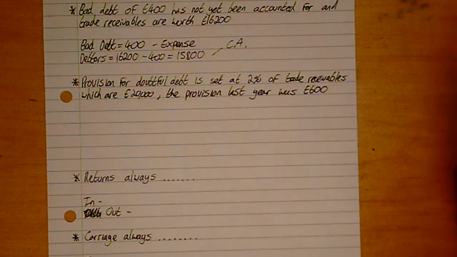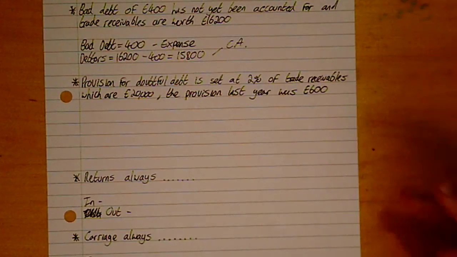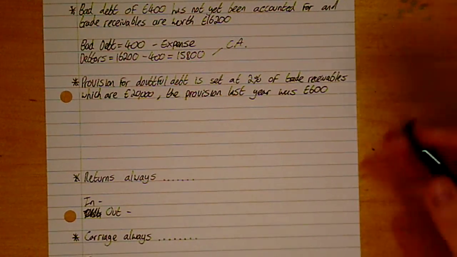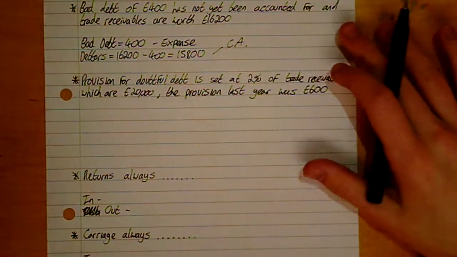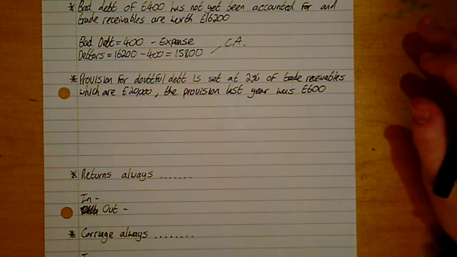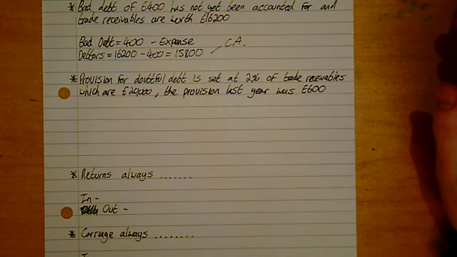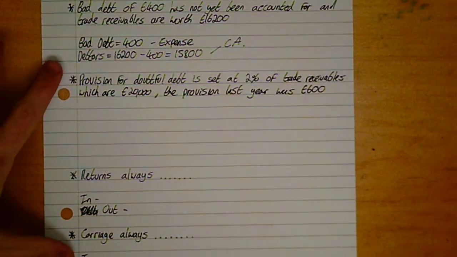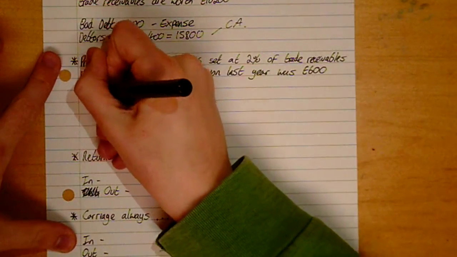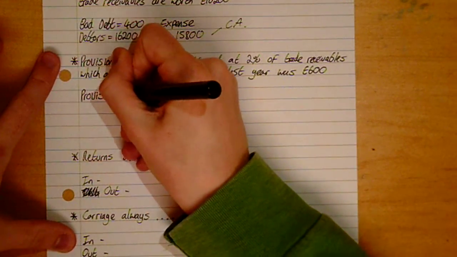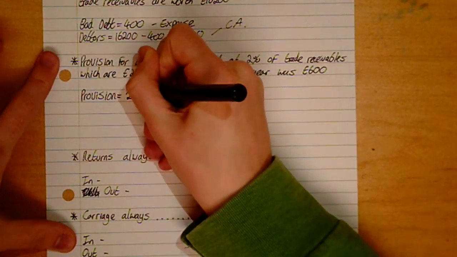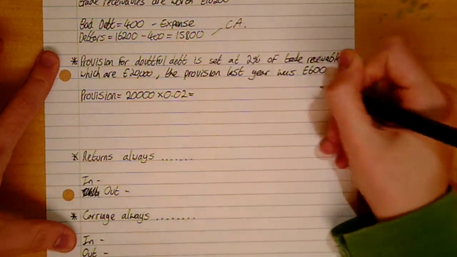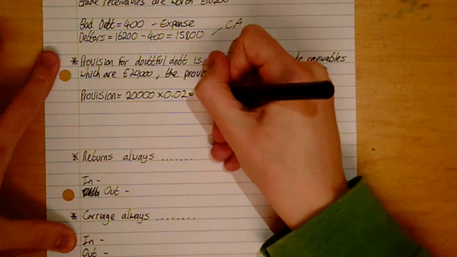So on to a bit more of a tricky one, provision for doubtful debt. I think this is an ACCON 2 question, I'm not sure, I don't think it comes up in ACCON 1. So the first thing to do is just read the question. Provision for doubtful debt is set at 2% of trade receivables, which are £20,000. The provision last year was £600. So first of all, let's calculate the value of the provision for this year. So the provision is 20,000 times 2%, so 0.02. And that is 400.